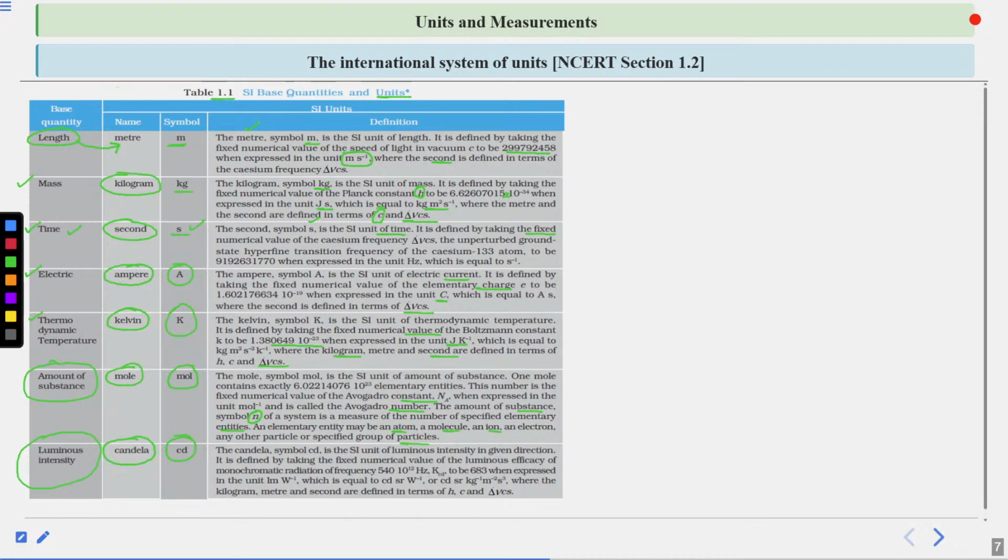Now, candela, symbol cd, is the SI unit of luminous intensity in a given direction. It is defined by taking the fixed numerical value of the luminous efficacy of monochromatic radiation of frequency, this one, where the frequency is 540 into 10 raised to the power 12 hertz. So these are the 7 base units, or we can say fundamental units in the SI system. Clear?